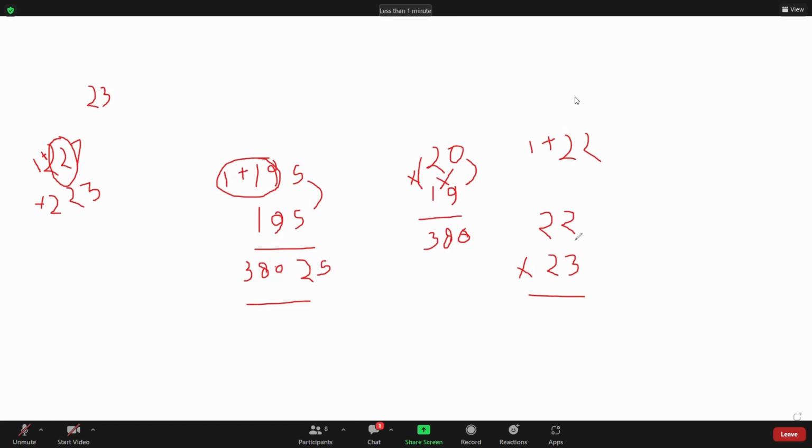Okay, so Nikhat, first step, 3 into 2, that is 6. Then just make a cross sign like this, so it will be more clear. So you do 2 into 3 plus 2 into 2. When you add it, you get 10.